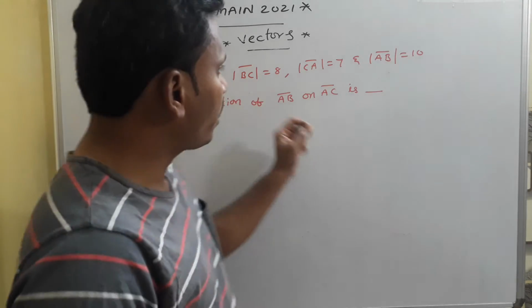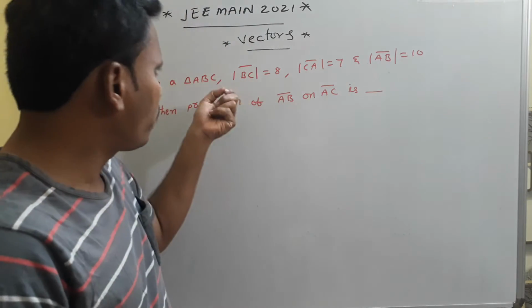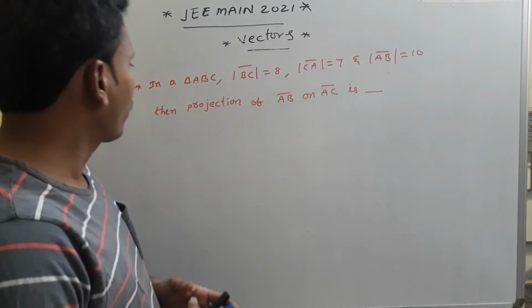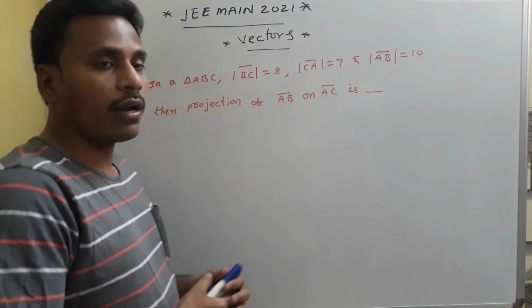BC is 8, CA is 7, AB is 10. See, BC bar, CA bar, AB bar, the vectors and their magnitude values are given. We need to find the projection of AB bar on AC bar.